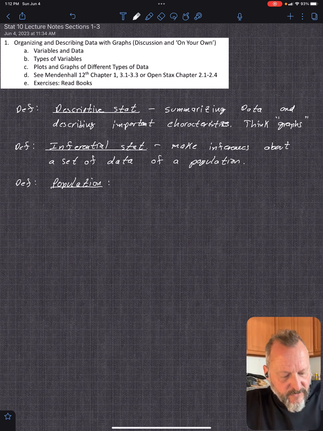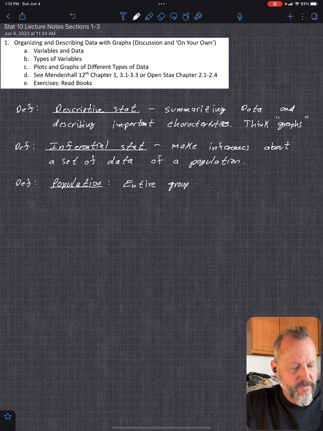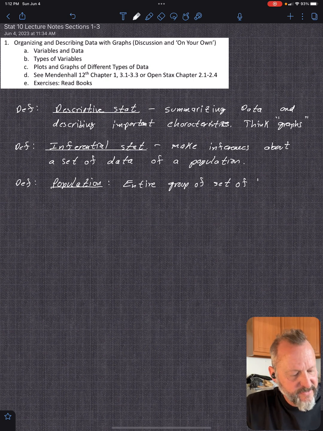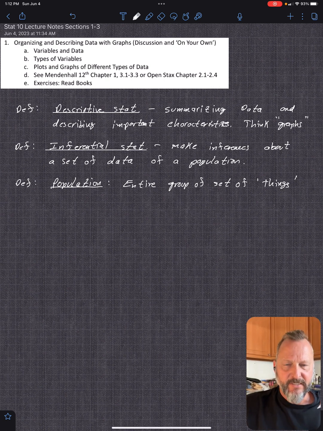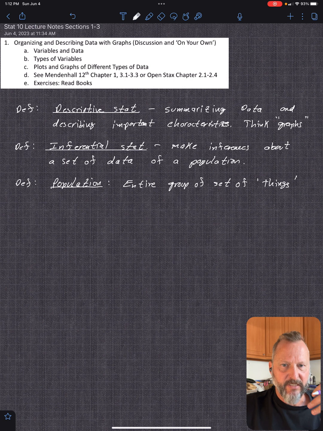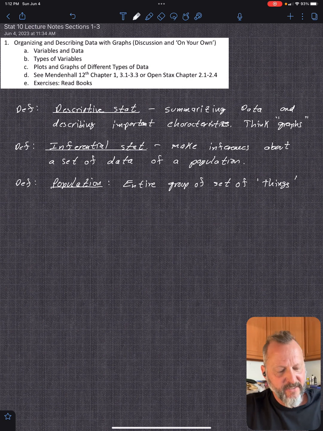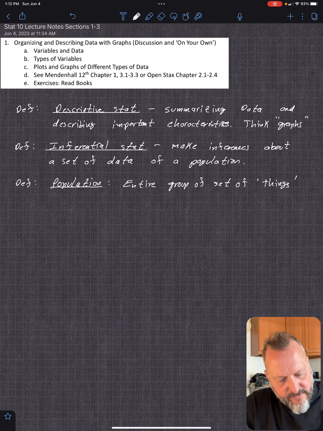So this is the entire group or set of whatever, I'll just say things, people, widgets, tires, whatever it may be. It's the entire group or set of things we are interested in.